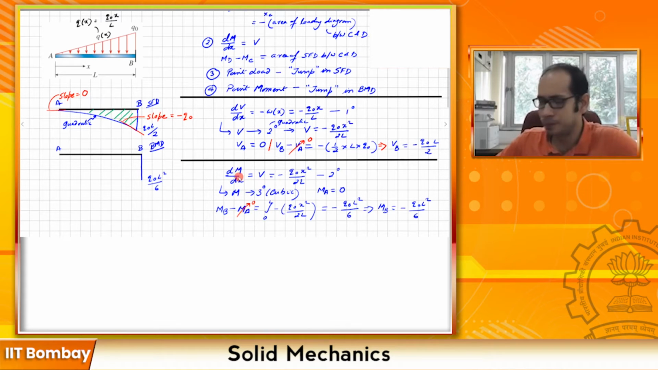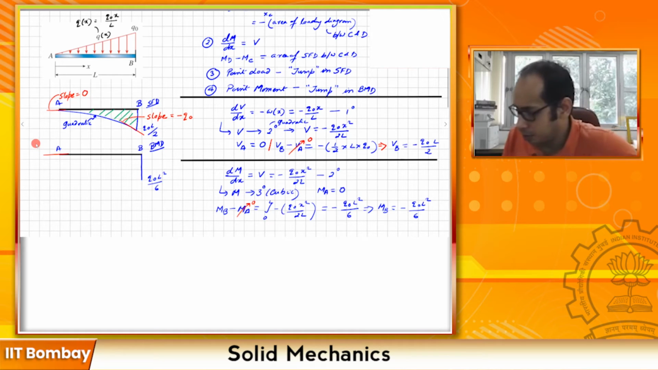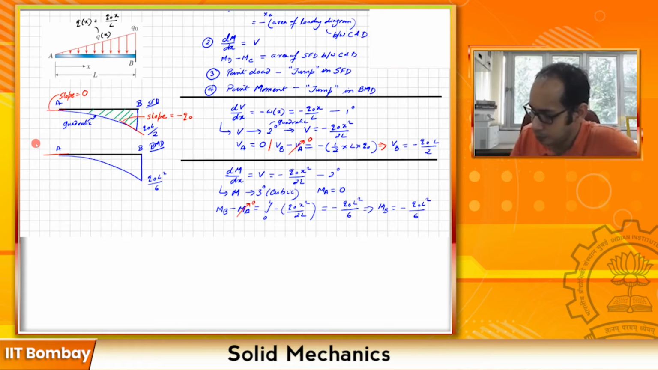So here the slope at x equals 0 is equal to the value of the shear at x equals 0, which is 0. So here again you have a 0 slope. So let's just mark that. So here you have a flat slope over here, and let's draw the bending moment diagram. So it's a cubic line. So this is cubic.